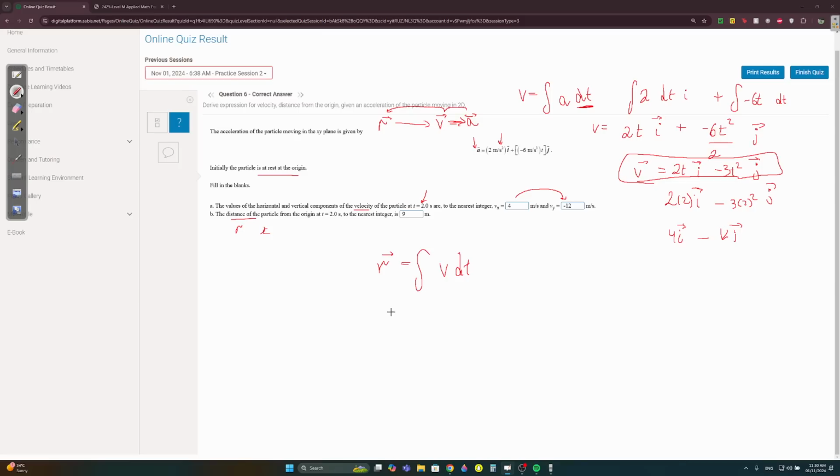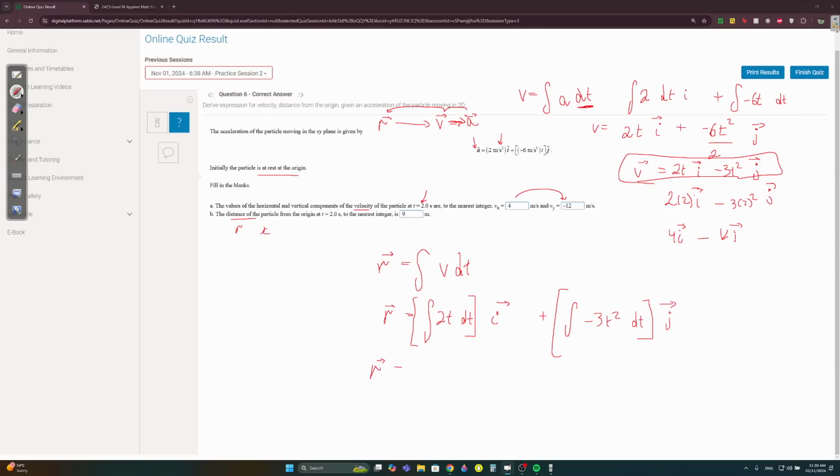So r is equal to the integral of v dt. So it's going to be the integral of 2t dt, I, right? Plus, what's the j component? The integral of minus 3t squared with respect to time, j. Let me put this in brackets.